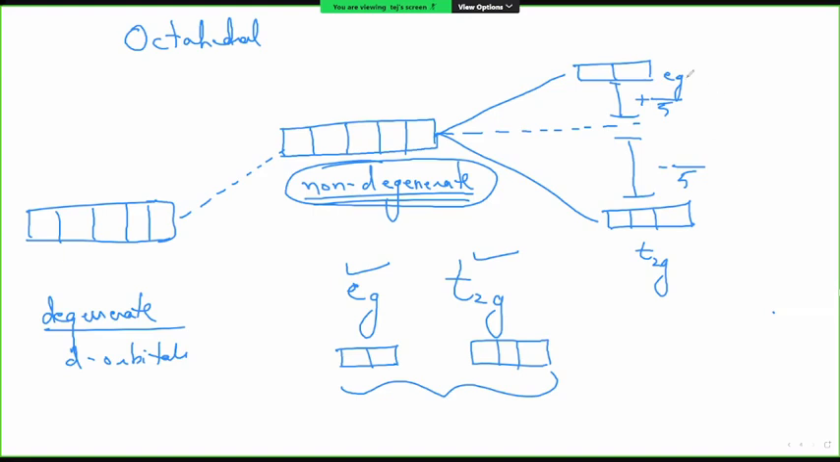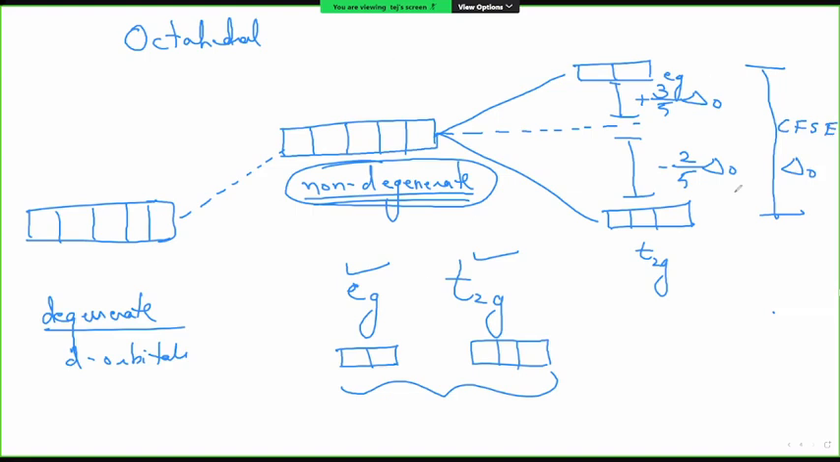So totally, if I ask you, eg defeated how many boxes? 3 boxes. Therefore, 3 by 5. T2g got defeated by how many boxes? 2 boxes. Therefore, minus 2 by 5. You will write 3 by 5 delta naught. Here also minus 2 by 5 delta naught. Now, what is delta naught? Can you see a clear difference between both the levels? The clear difference between both the levels is nothing but delta naught, and the meaning of delta naught is nothing but crystal field splitting energy.